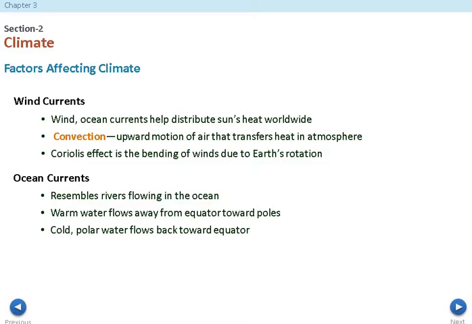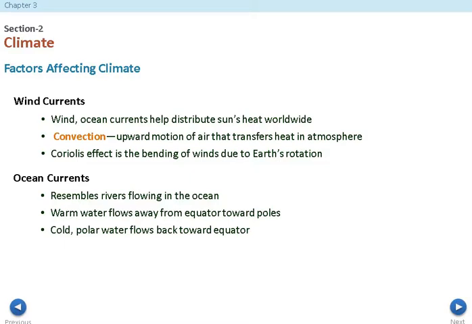The Coriolis effect is a bending of winds due to the Earth's rotation. If you think about it, we think of winds as going from one point to the next almost in a straight line. But because the Earth is rounded, it's going to curve those winds, and that's the Coriolis effect.